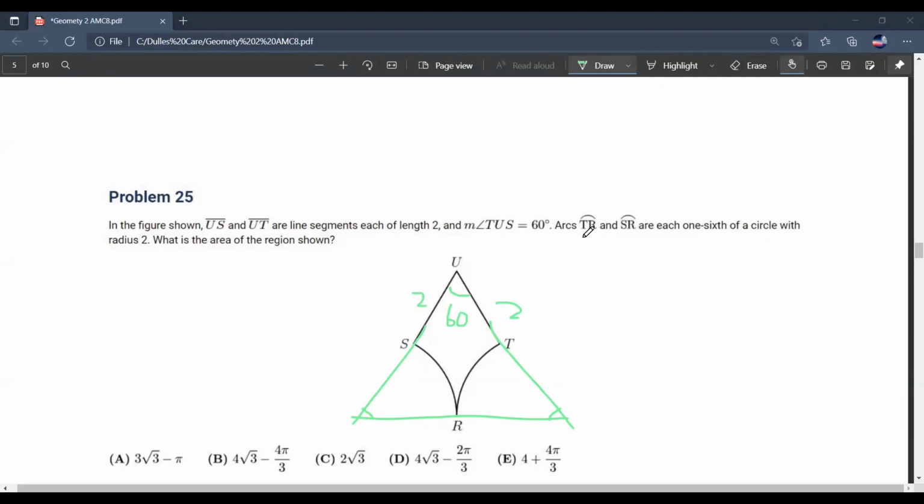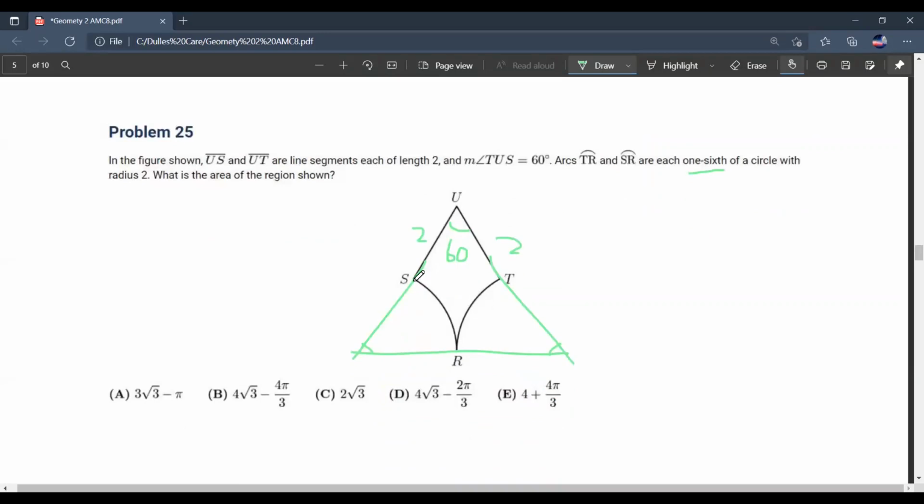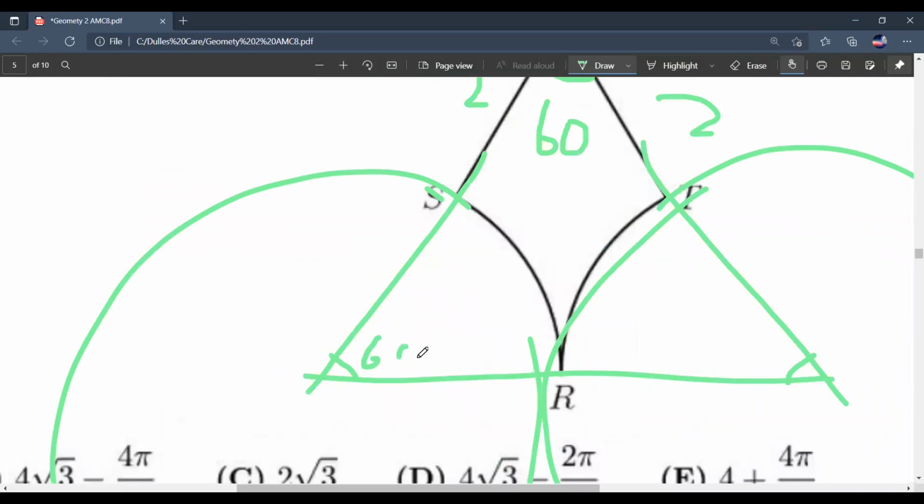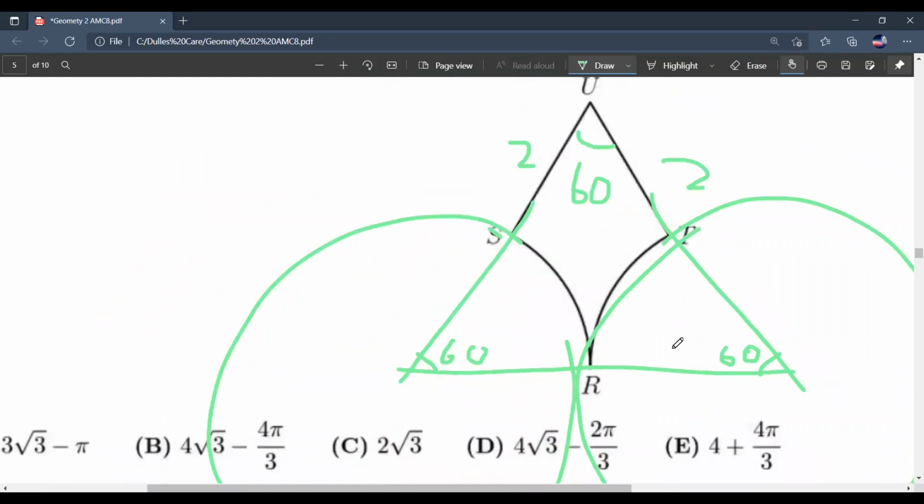We know that arcs TR and SR are each 1/6 of a circle. So what's 360 divided by 6? If I continue this, let me draw a circle like this, and a circle like this. What does this give us? 1/6 of a circle, 360 divided by 6, so this is equal to 60. This is also equal to 60. So now this is all coming together, right?